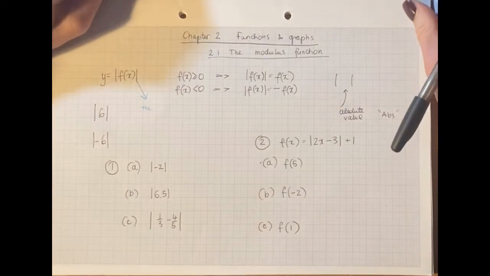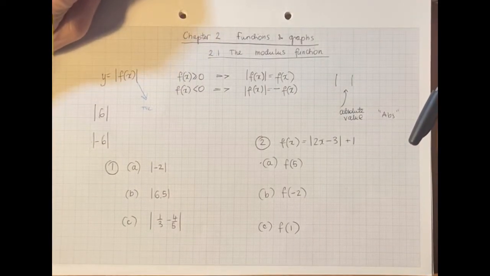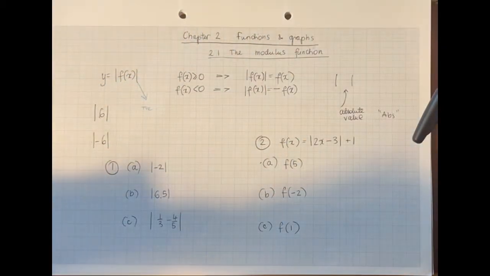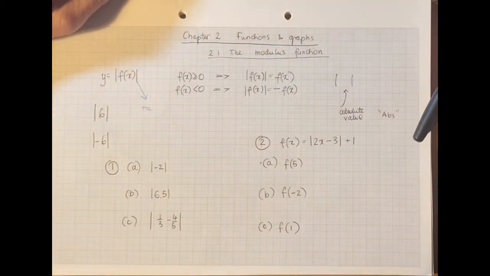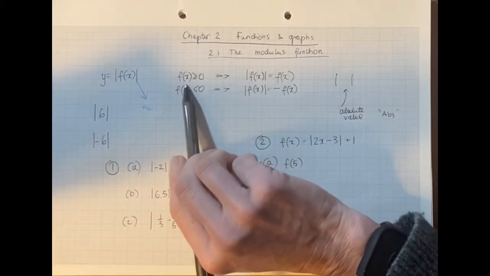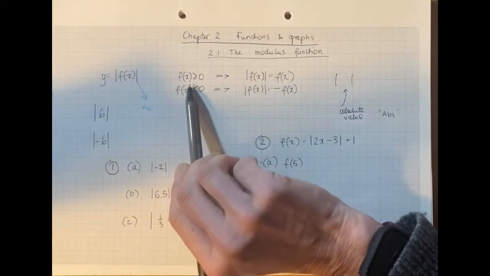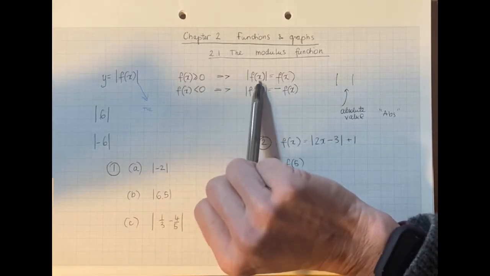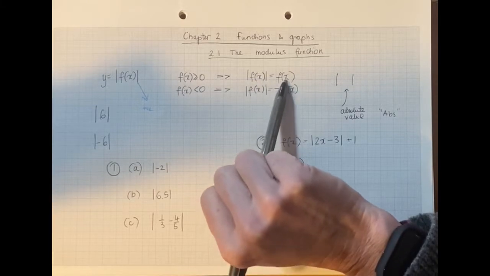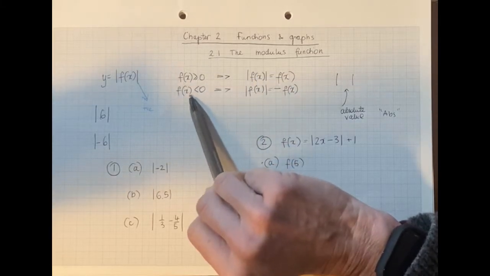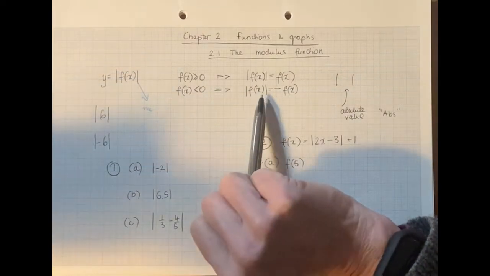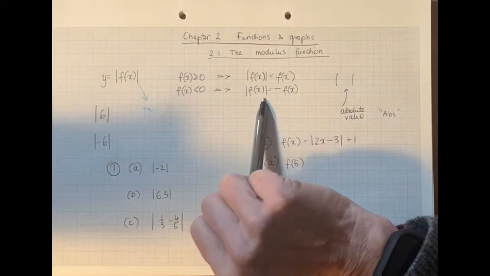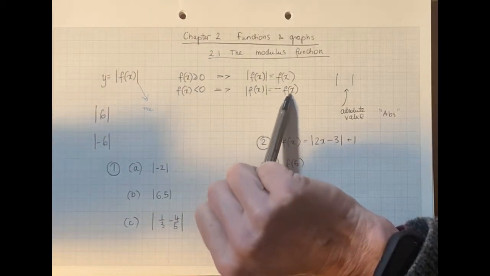So, chapter 2 is on functions and graphs. In section 2.1, we're going to look at a new function. It's called the modulus function. The definition of the modulus function is the following. When f of x is greater than or equal to 0, then the modulus of f of x is equal to f of x. However, if f of x happens to be negative, then the modulus of that needs to represent a positive value, so it's the same as minus f of x.